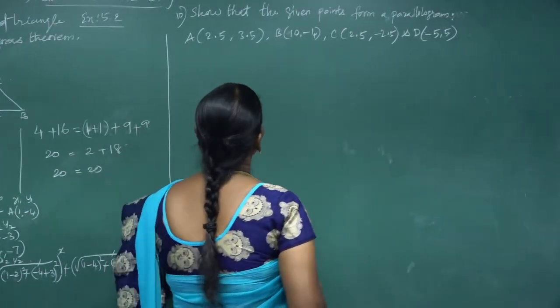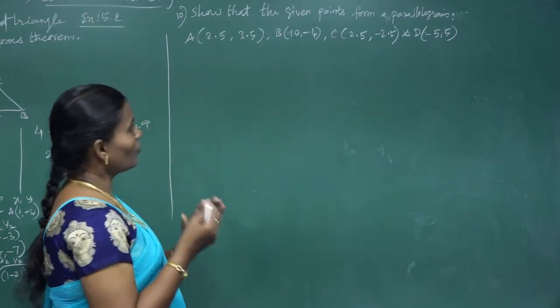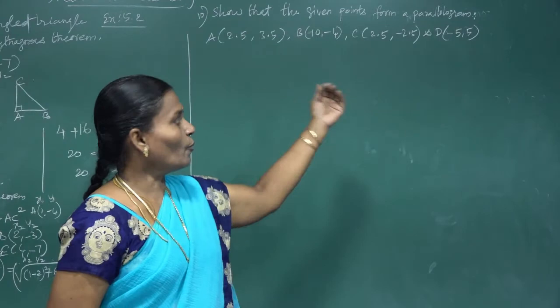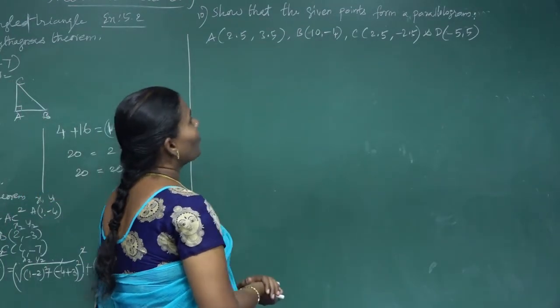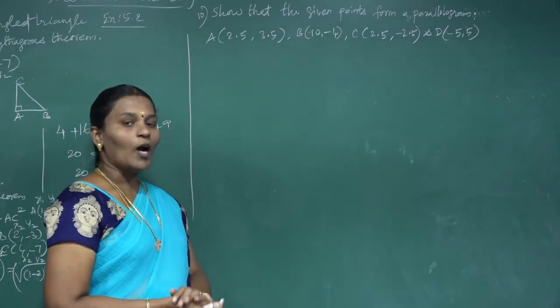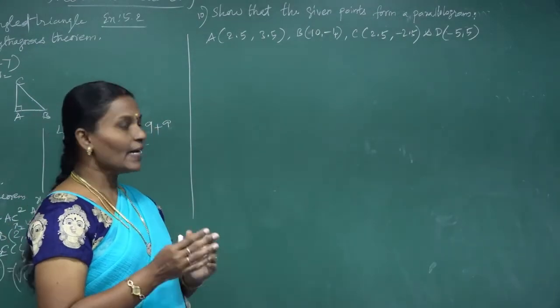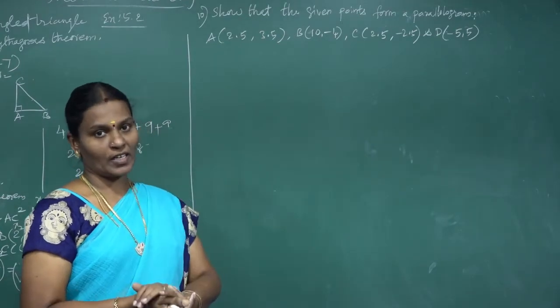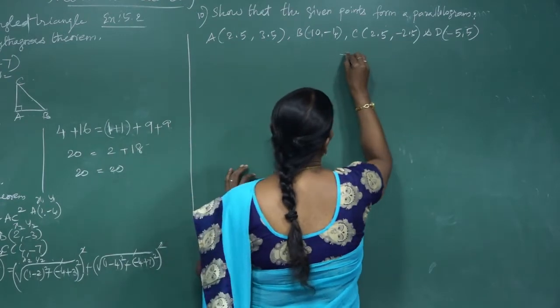Now we see that 10th one. Show that the given points form a parallelogram. So you have to show the given 4 points form a parallelogram. So what are the properties of a parallelogram? The opposite sides are parallel, and the diagonals bisect each other. Now first you draw the diagram.